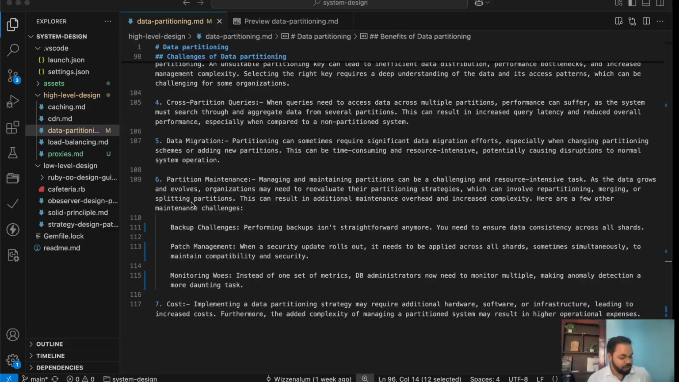And then the cost. Partitioning the data is definitely going to increase the cost, and you have to consider that based on your system.